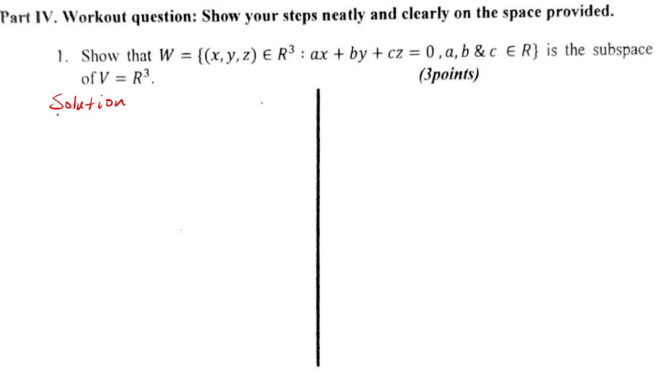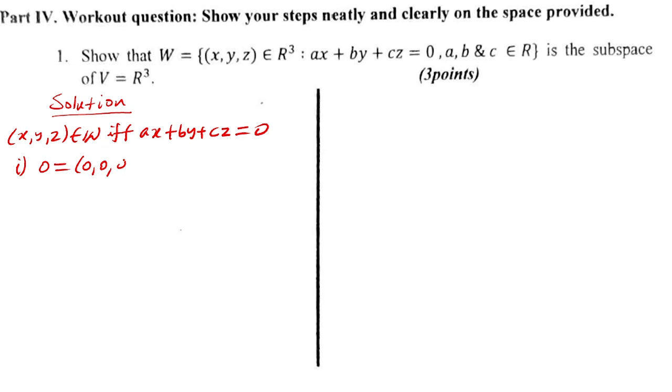Solution. First, always think that the triple x, y, z belongs to the set W if and only if ax plus by plus cz is equal to 0. Now, we have this and we use this for our solution. There are 3 points we need to claim. The first one shows that the 0 element in R cubed, 0, 0, 0, does it belong to W?